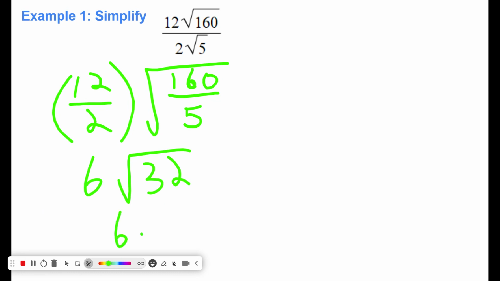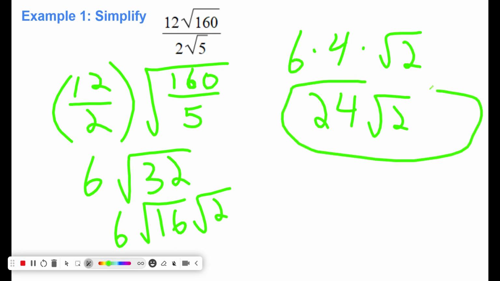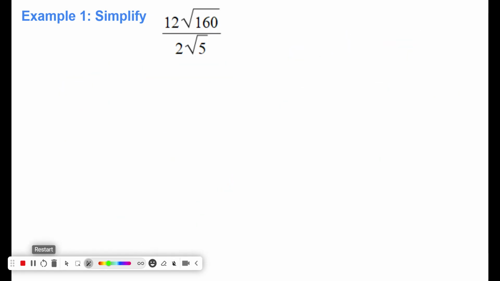Highest possible radical there, or perfect square, is 16 times 2. Square root of 16 is 4. 6 times 4 times the square root of 2. That can be simplified to its furthest point. That's 24 root 2 as a final answer. Nice. When it works out like that, it is very convenient. But there are a few rules we need to follow.